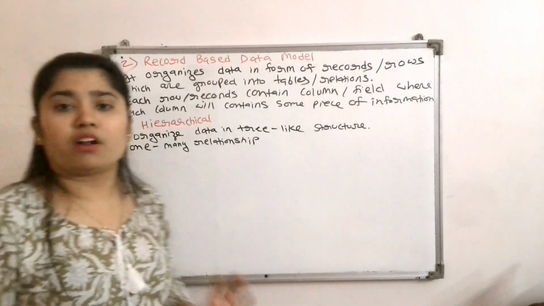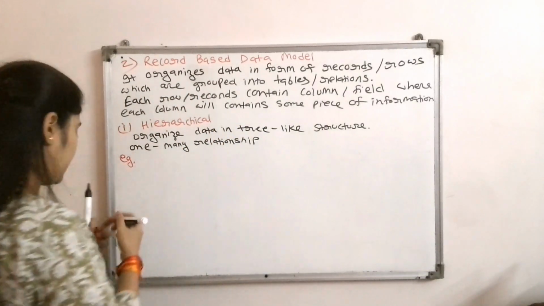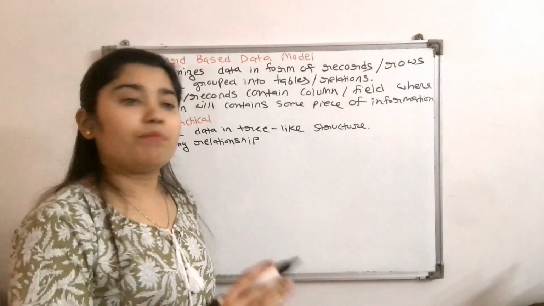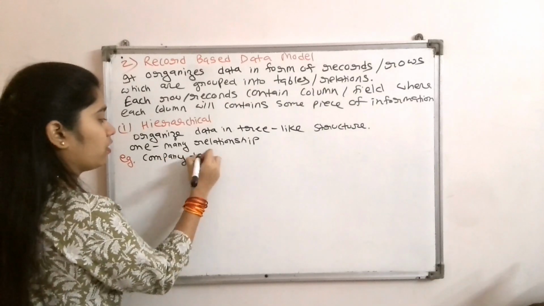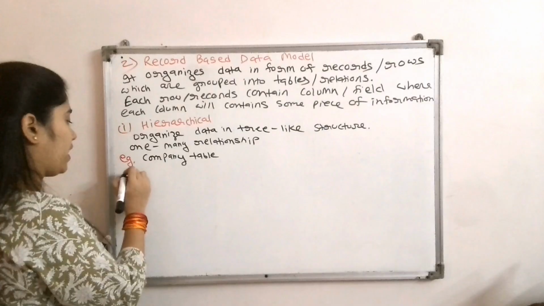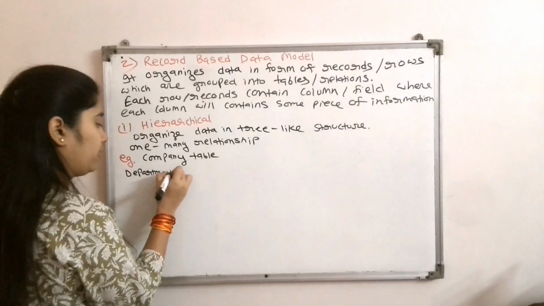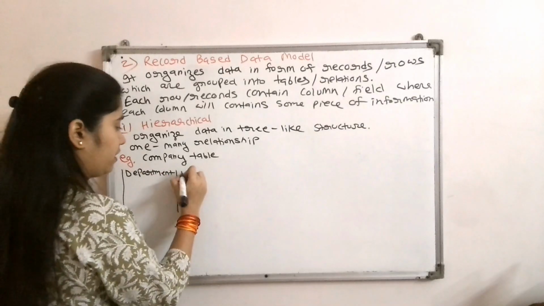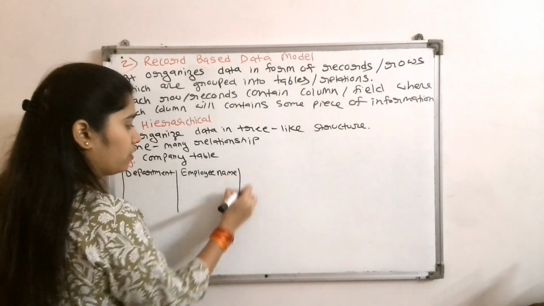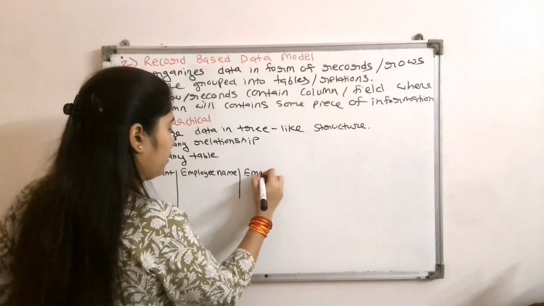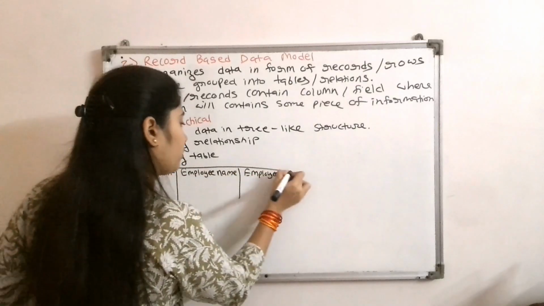Let's understand the hierarchical data model with the help of an example. See, in the example, suppose we are having a table of the company. Okay, we are having a company table. In the company table, suppose we are having the columns of department and employee name and the employee ID.